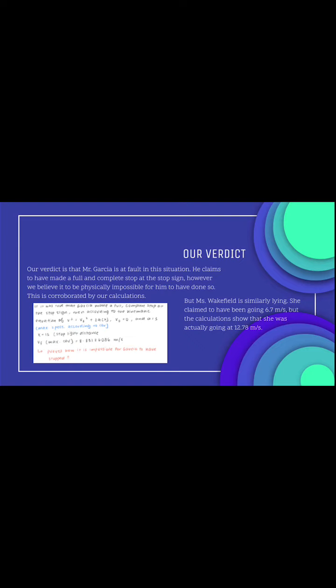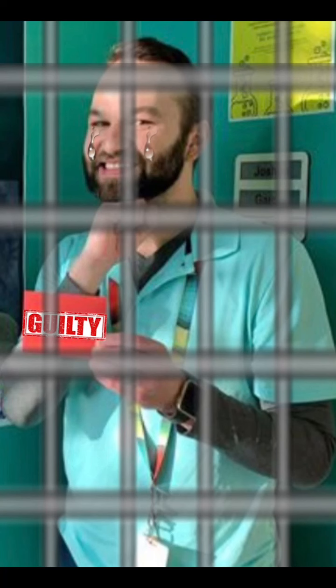Because using the value of the initial velocity as 0, because he made a full stop, the acceleration as 3 as specified by the car company, and the displacement as 13, which was the distance of the collision spot from the red light, it gave that the final velocity was 8.8 meters per second. This means that 8.8 was the maximum speed that he could have been traveling before he collided with Ms. Wakefield. However, our calculations show that he was actually going 12.78 meters per second, meaning that Mr. Garcia must have been lying.